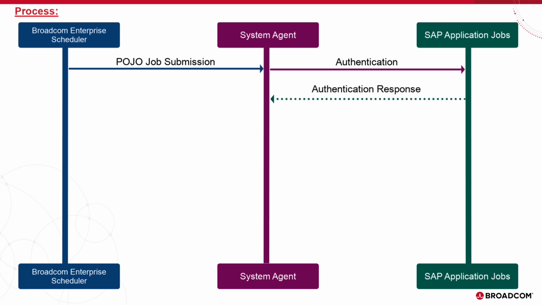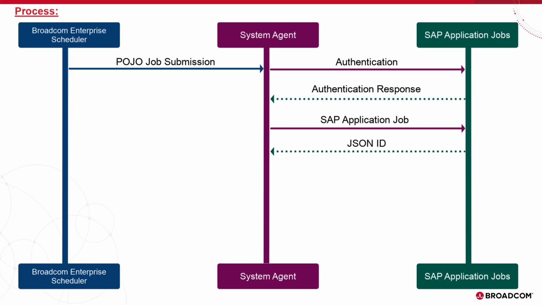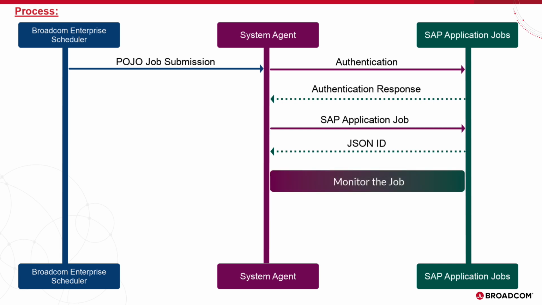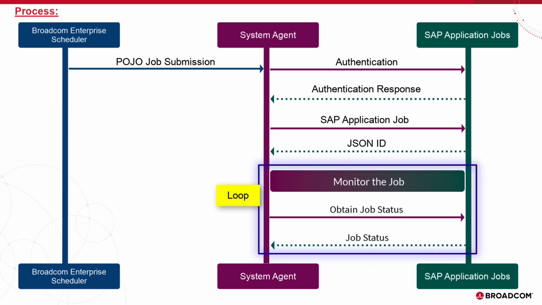Once authenticated, the agent submits the job request to the SAP Application Jobs service using a REST POST operation. The SAP service identifies and executes the matching application job definition and starts execution. The SAP Application Jobs service returns a JSON response containing execution details. Both the SAP Application Jobs service and system agent then monitor the job execution until it reaches its final state. Once the final state is obtained from SAP Application Jobs, the job status in AutoSys is updated accordingly as either canceled, succeeded, or failed.